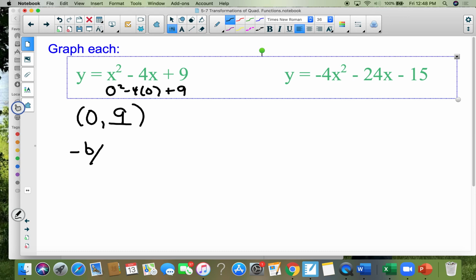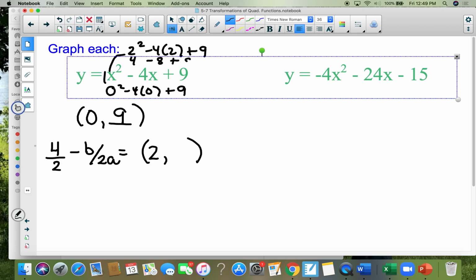Negative b over 2a helps us find the vertex. A negative b ends up being a positive 4 over, a is 1, so you get 2. So you get 2 for your x value. And then how do you get your y value? You go up here and you put 2 squared minus 4 times 2 plus 9. 4 take away 8 plus 9 is 5.